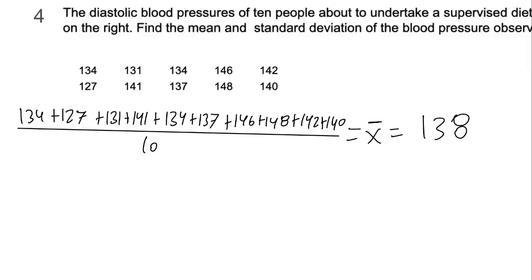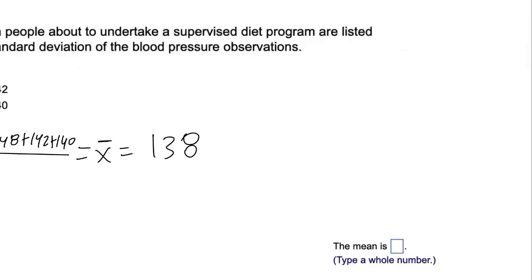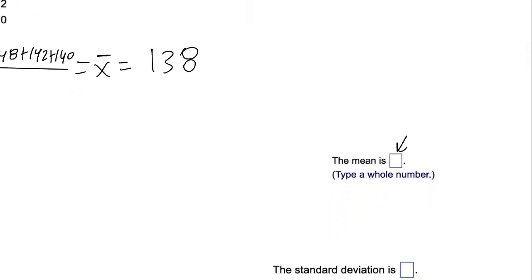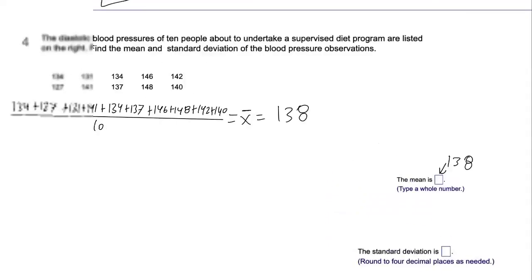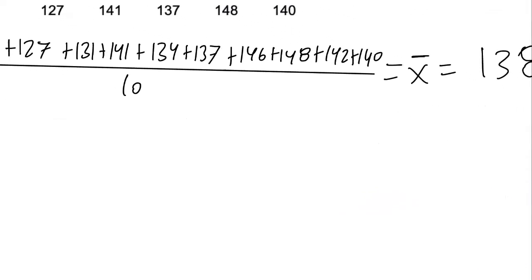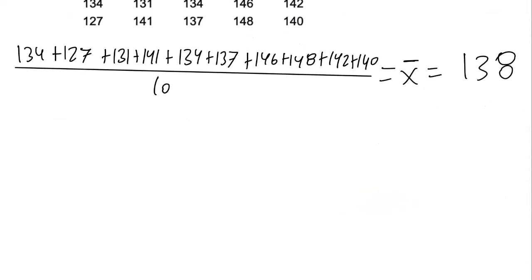All right, so did everyone get that? Because that's the first step. Add all the numbers and you divide by 10, you get 138. Numbers 3 and 4 are gonna take you the longest. The only thing I can tell you is just please be careful, because if you mess up, you're gonna have to do it all over again. It's one of those problems you don't want to do more than once. So be very careful.